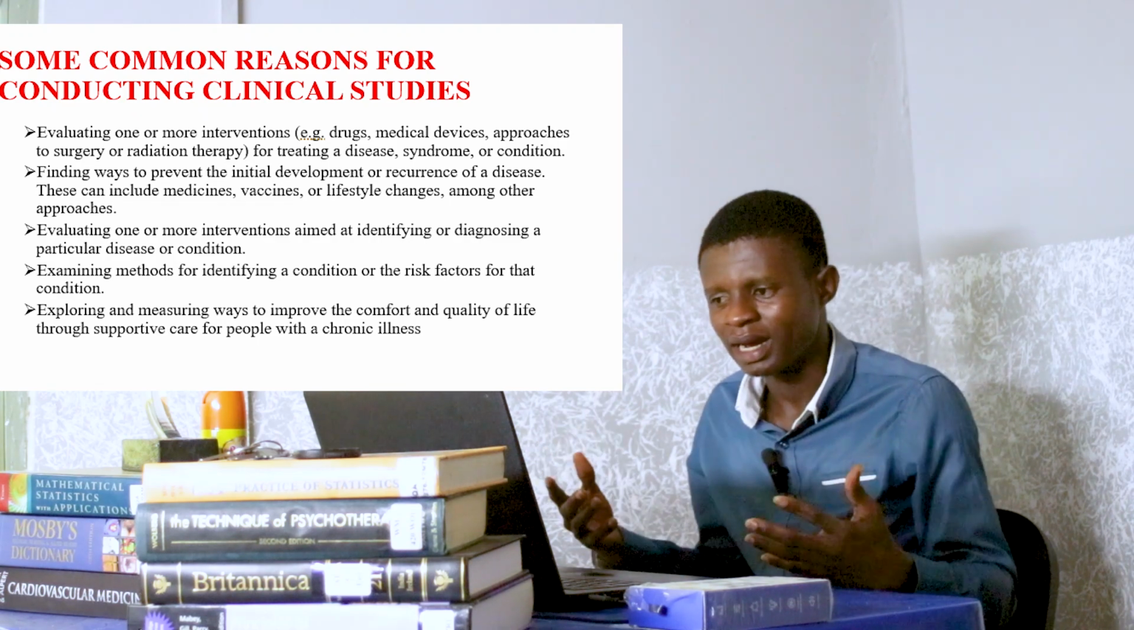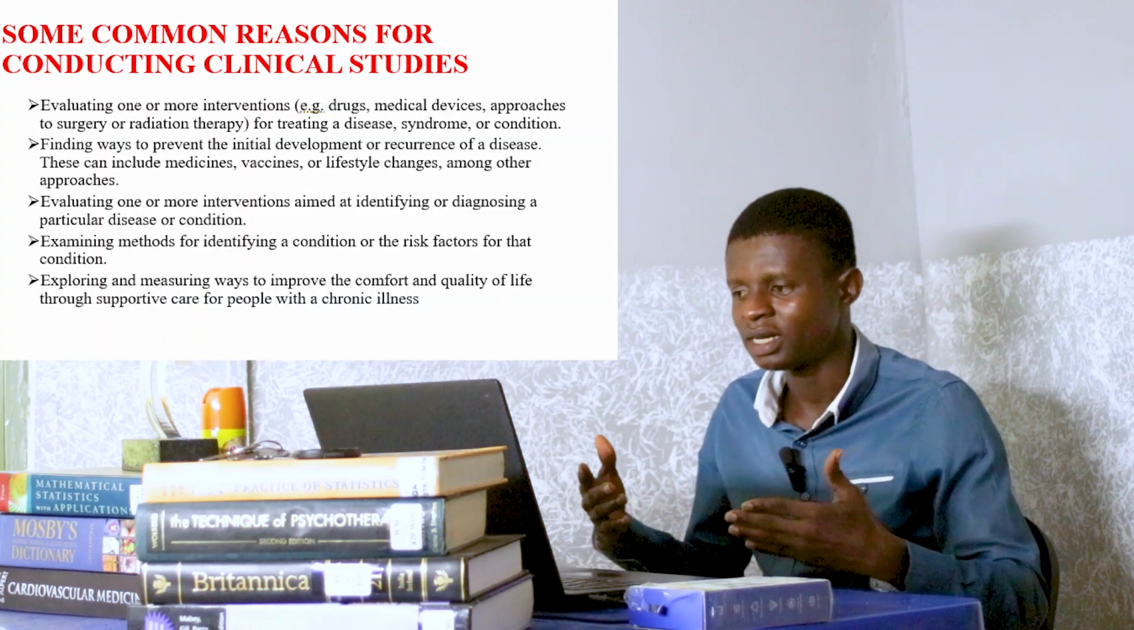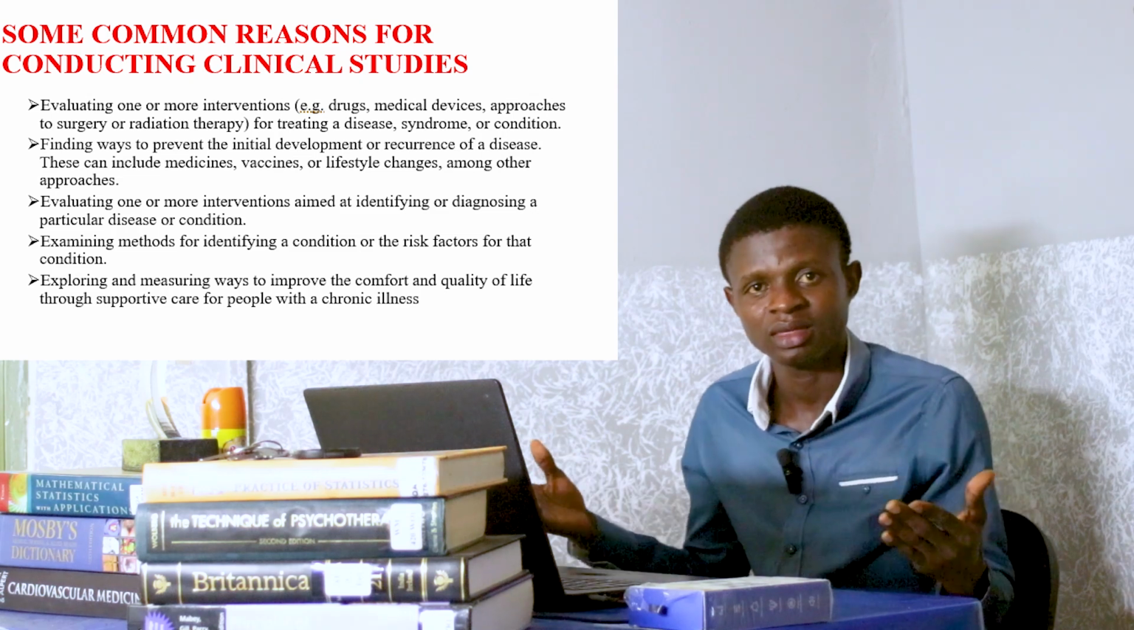And then it aims at identifying or diagnosing a particular disease, so that after diagnosis, we can say, okay, we've diagnosed this particular disease or condition among these people, then let's see the best way that we can provide treatment to them. Then also examine methods for identifying conditions or risk factors. So by the time you are conducting your clinical trials, you'll be able to know the factors that are contributing to the development of the disease.